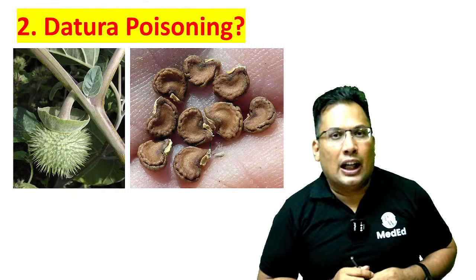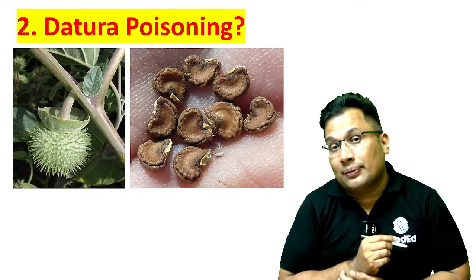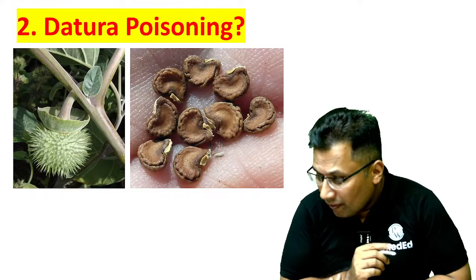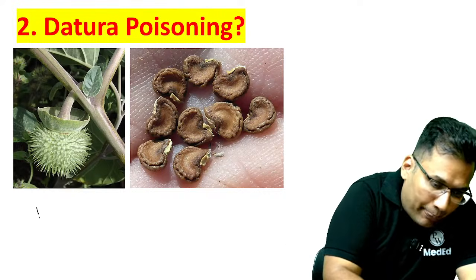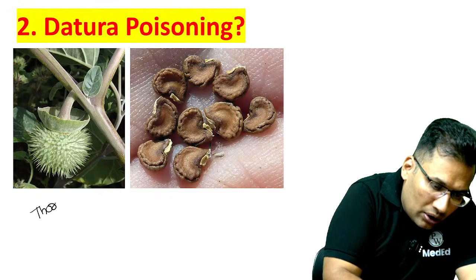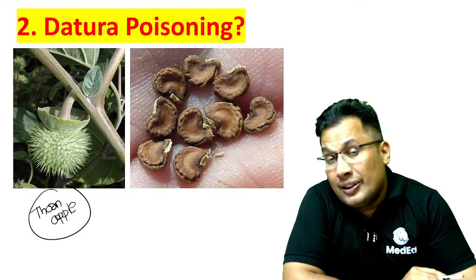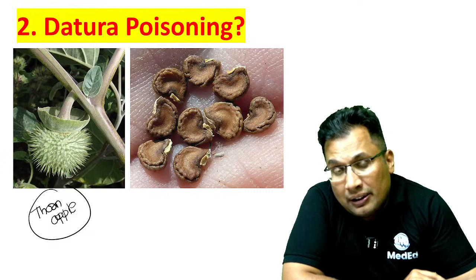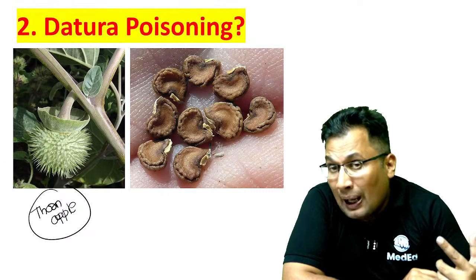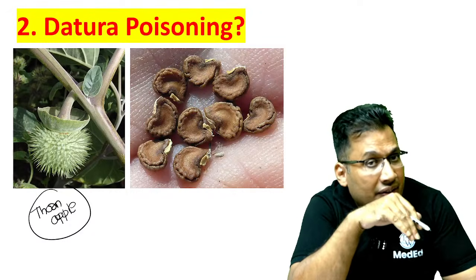So without wasting any time, we'll discuss one more important poisoning, that is basically Datura poison. Datura is basically thorn apple. क्या बोलते हैं हम लोग? Thorn apple. Apple is very good. Thorn apple is very bad. Thorn apple, physostigmine treatment. Apple is very good for health, except apple seeds. Apple seed consists of some amount of cyanide. We discussed in the last class.